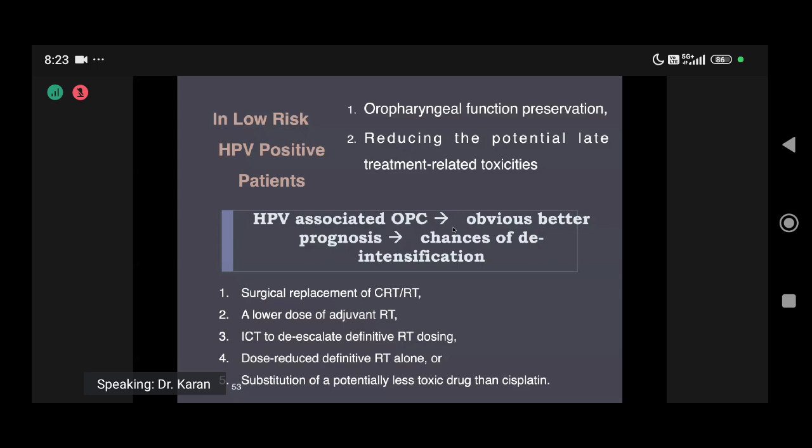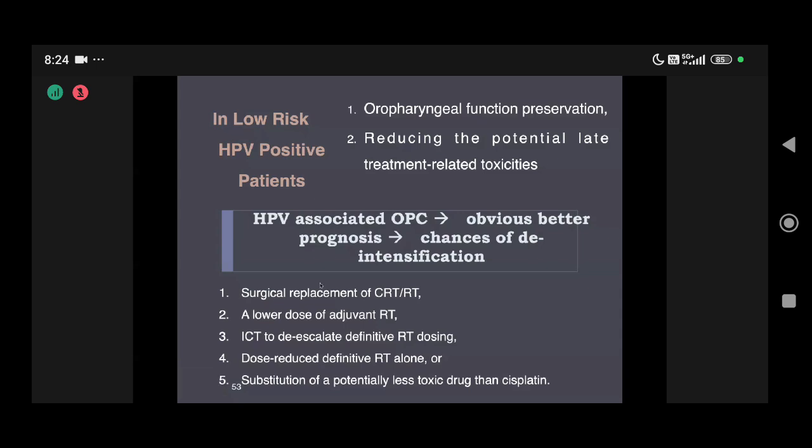Now, talking about HPV associated malignancies, they definitely do better than HPV negative malignancies, and there has been a lot of talk about de-intensification of treatment in this group. These are all experimental and under clinical trials, but as DNB surgical oncologists, we need to know about the de-escalation therapies in HPV associated malignancies. These are basically for low risk HPV positive tumors. We talk about de-escalation because these patients do so well oncologically, we need to preserve their oropharyngeal function and reduce the potential toxicity associated with standard treatment choices.